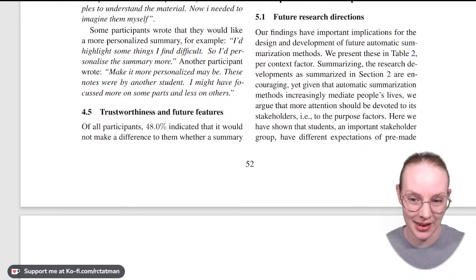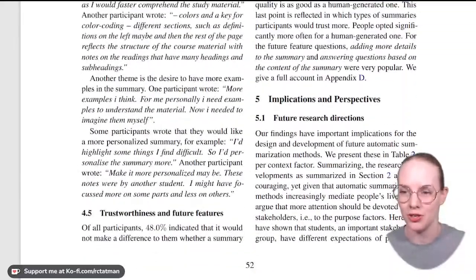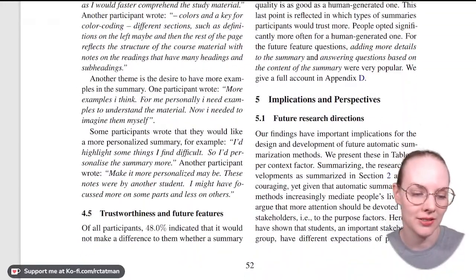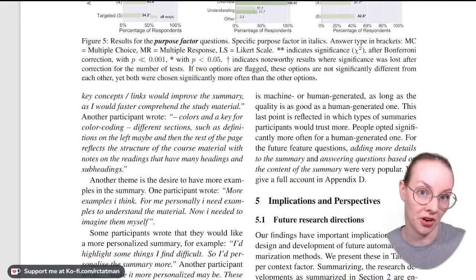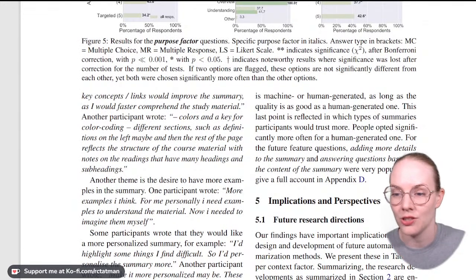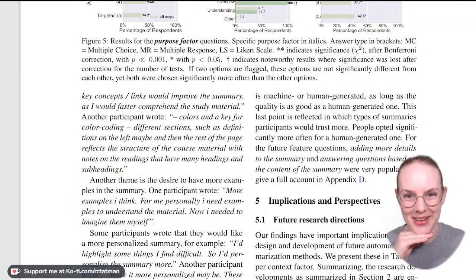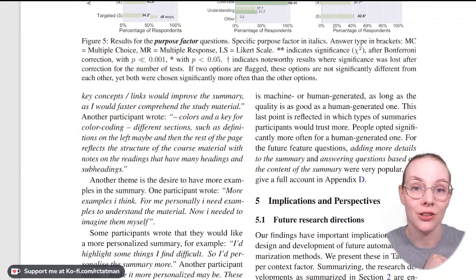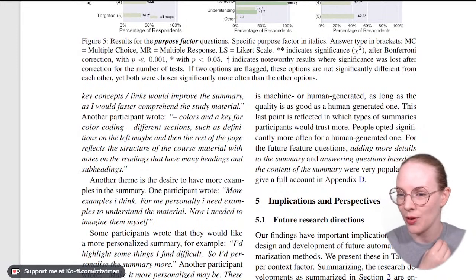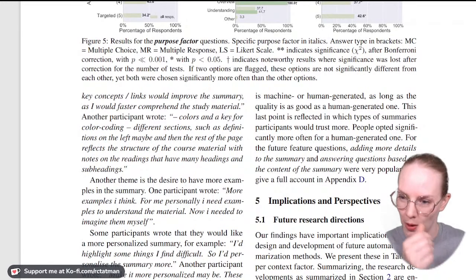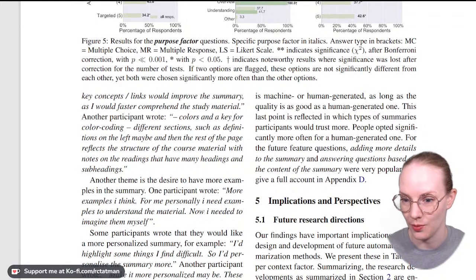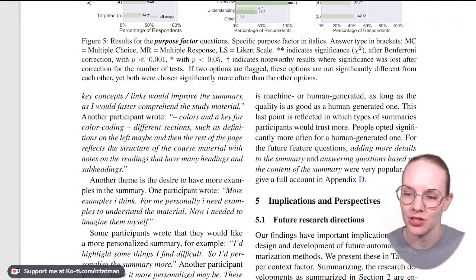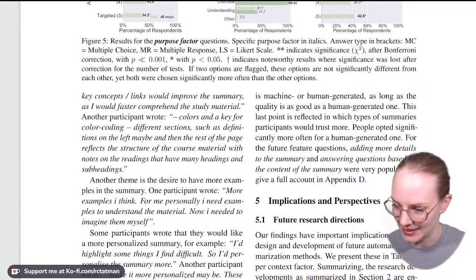48% indicated that it would not make a difference to them whether a summary is machine or human generated. Oh, interesting. So 80% of them would use it, and 48% of them say it wouldn't matter if it were automatically generated. So again, I think there's a real market for this, just talking from a commercial angle. As long as the quality is as good as a human generated one, gotta be good. You gotta have figures, gotta be visually appealing, has to be correct, has to include at least some examples. This last point is reflected in which types of summaries participants would trust more. People opted significantly more often for a human-generated one. For future feature questions, adding more details to the summary and answering questions based on the content of the summary were very popular. We give a full account in Appendix D. Yeah.